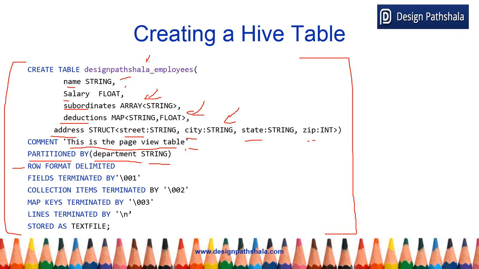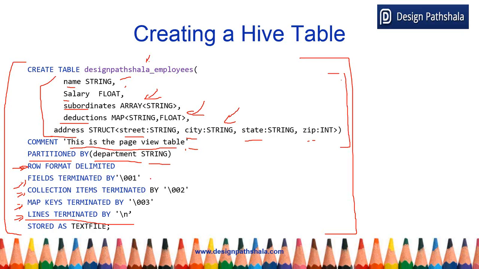Then row format delimited. So this is the real beauty of this table, which tells about how the data at the backend is there and how to extract out columns from your data. So here I'm saying fields are terminated by /001, collections are terminated by /002, and maps are terminated by /003, and lines are terminated by /n. So line is a new row in the file. So all of this is separated by /n.